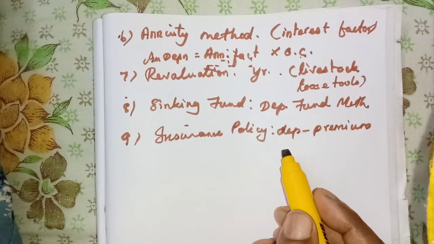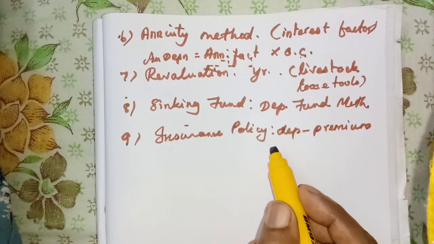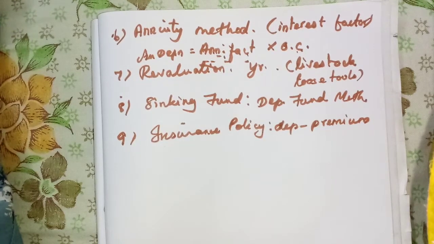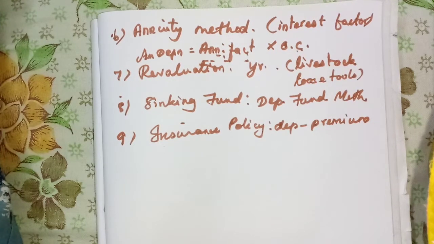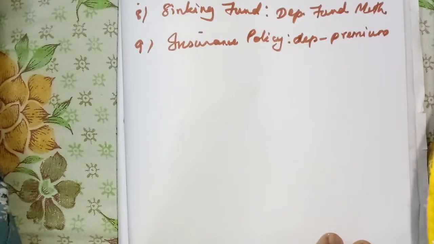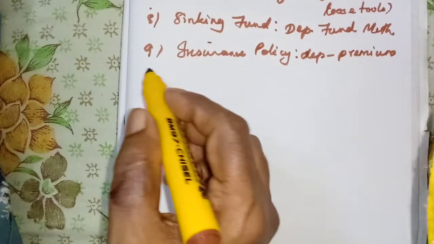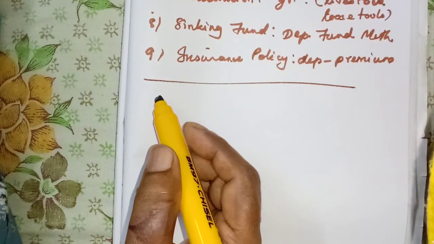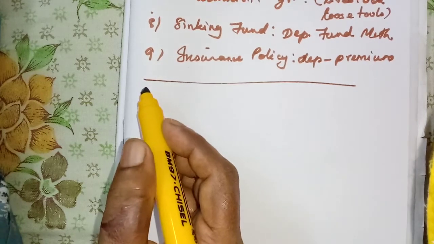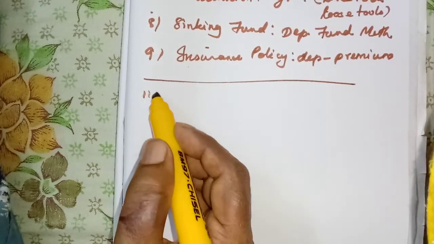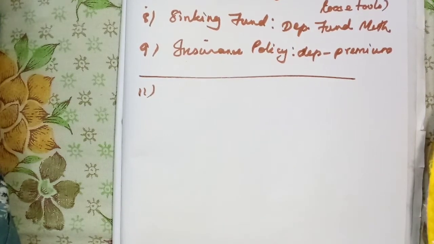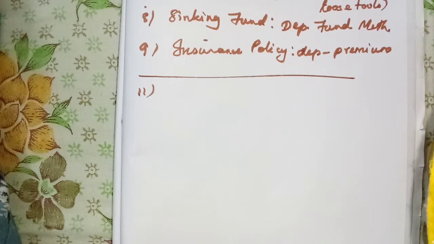So all the 9 methods we have learned. We are going to do problems with the second method, the written down value method. The written down value method and the straight line method are the 2 methods that we have to learn by doing problems. Other methods they have not given any problems for us. Up to 10 we have completed. Now we will do 11. I will read and you check in your textbook.